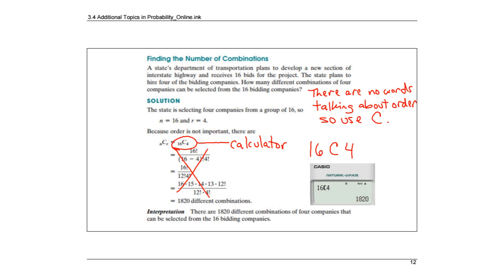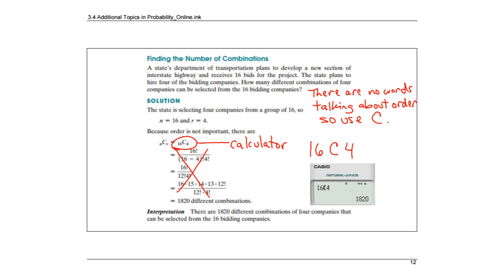So with this one, the state's Department of Transportation plans to develop a new section of interstate highway and receives 16 bids for the project. The state plans to hire 4 of the bidding companies. How many different combinations of 4 companies can be selected from the 16 bidding companies? All right, so we're picking 4 out of 16. We just need to figure out if order matters, but it doesn't sound like it. It doesn't say that the first one's going to make more money. There's no words about order.